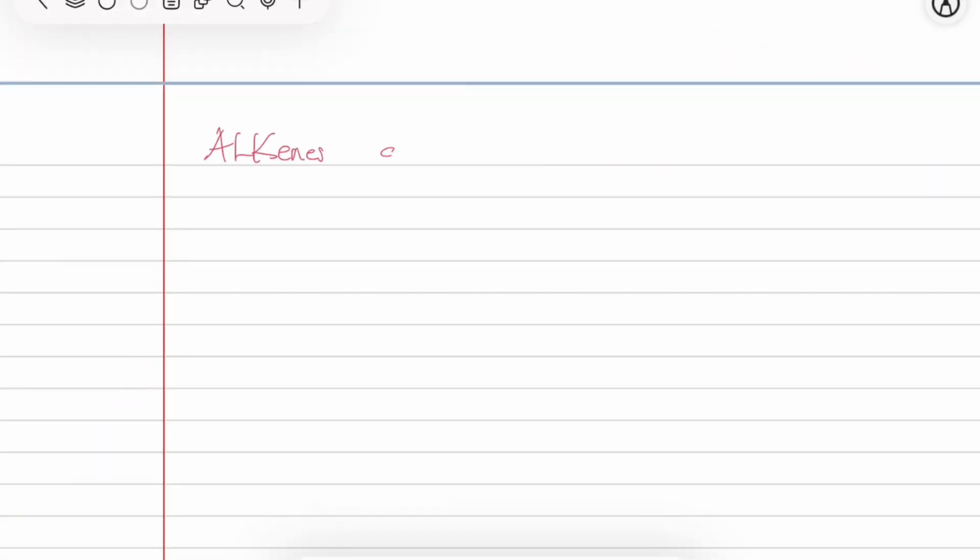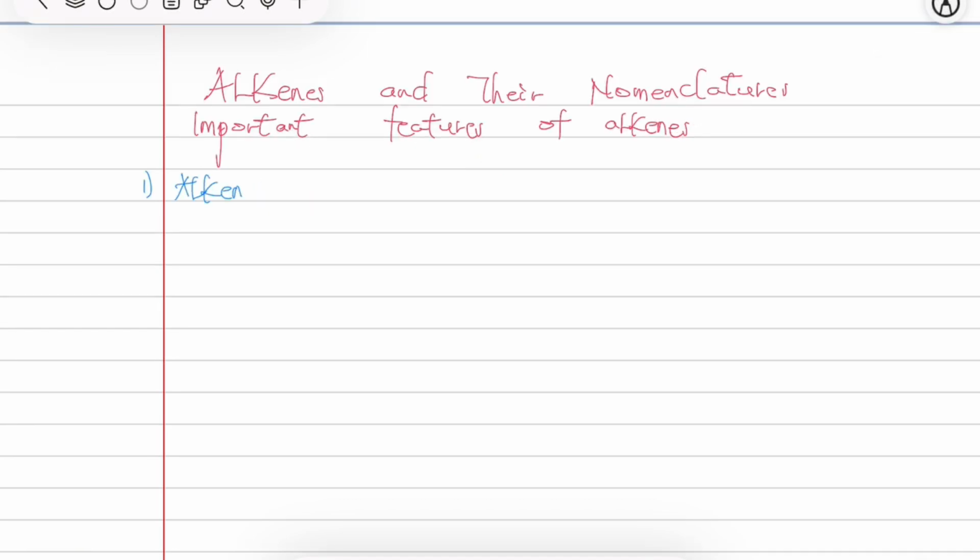I will be discussing alkenes and their nomenclatures. Before I proceed to alkenes and their nomenclatures, I will first of all discuss some important features or characteristics of alkenes. The first is, alkenes have a general formula of CnH2n.